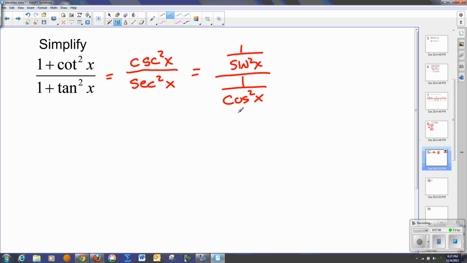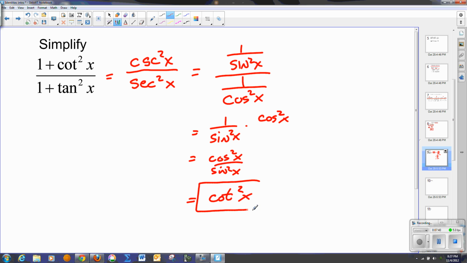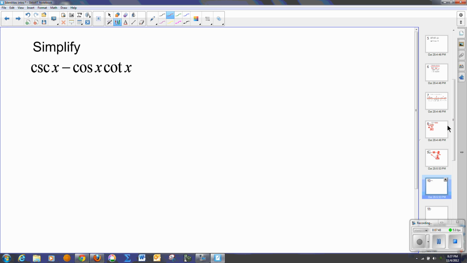Now I have a complex fraction. I can multiply by the reciprocal. This is the same as 1 over sine squared multiplied by cosine squared, which gives me cosine squared over sine squared, which simplifies to cotangent squared of x. And this is our simplified version of the original fraction. Again, we're just simplifying terms.